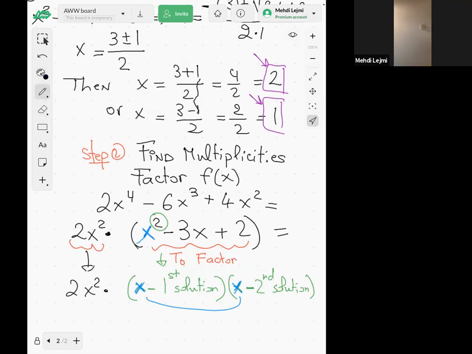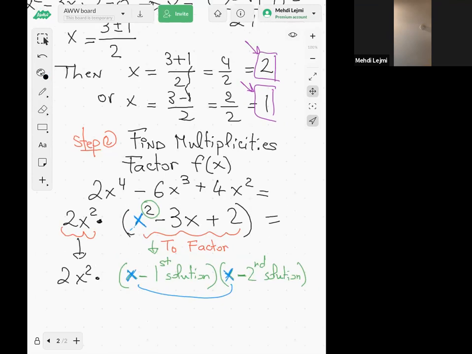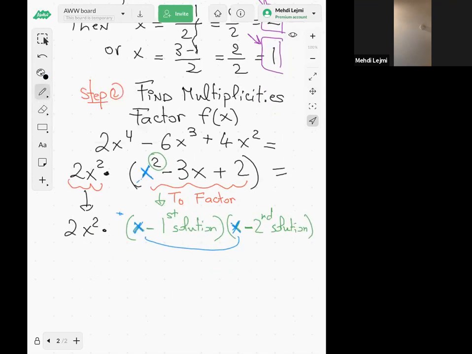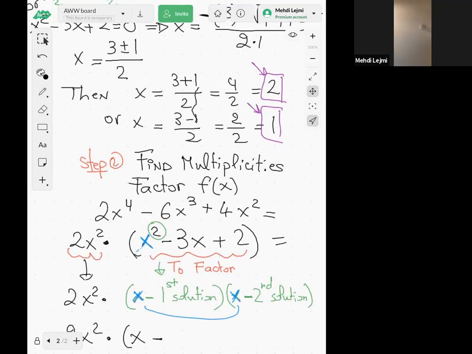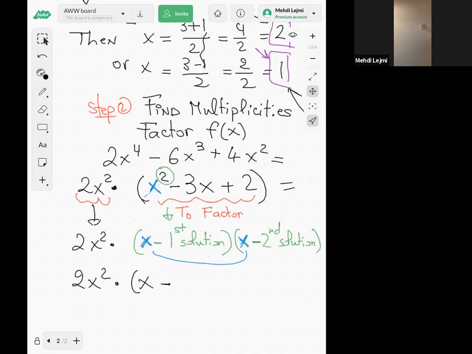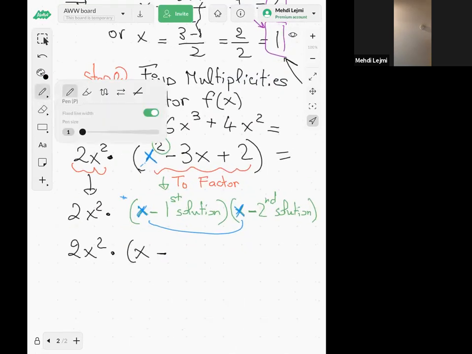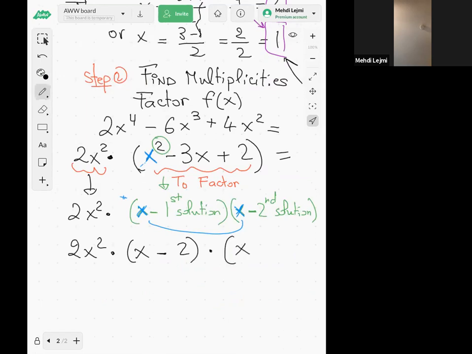Now, what's my first solution? It's 2x squared times x. My first solution, we said it's 2, and then I got 1. So 2 and 1, so it's x minus 2 times x minus 1. Those 2 and 1 are the solutions of this x squared minus 3x plus 2.